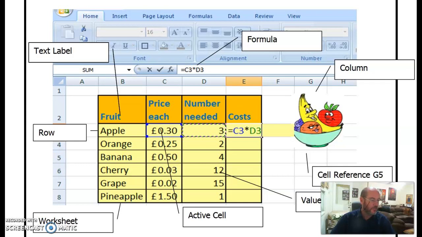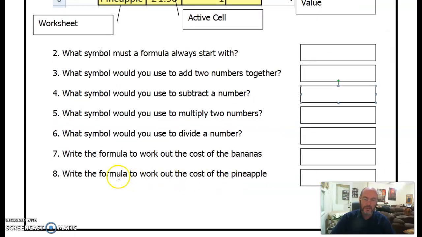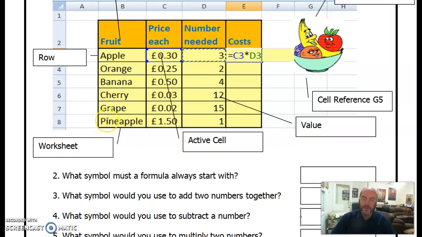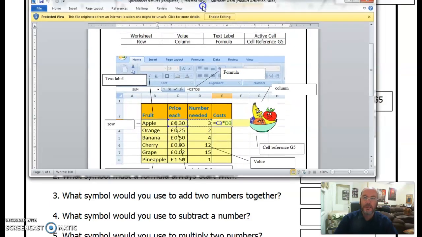Then the last question is, write the formula to work out the cost of the pineapple. The pineapple is here in row 8. So it's C8 times D8, equals C8 times D8. Alright, got that? I hope everybody got that. I have the solutions here. And get that for you.